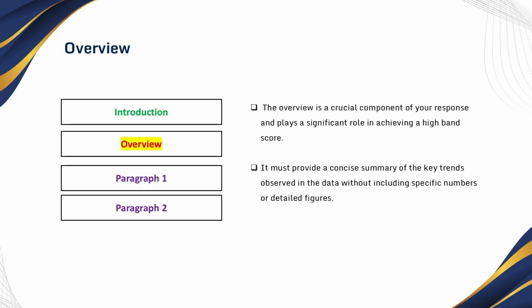Next, write a concise overview. The overview is where you earn your high band score. It's not just a summary, it's your chance to show the examiner that you can see the big picture. This is crucial, it summarizes the main trends without specific numbers. Focus on the biggest slice, the most significant differences, or dominant patterns. A good overview boosts your band score significantly. And when you nail the overview, you're already halfway to a band 7 or higher.